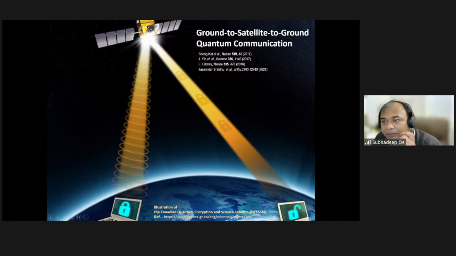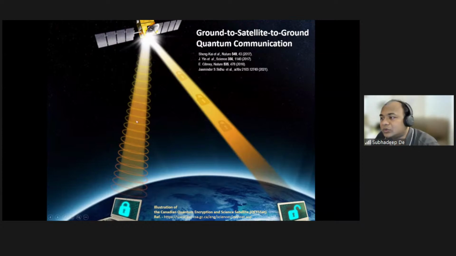Basically, the quantum information is encoded into photons, and these photons are disseminated from one location to another. So let's say this is one location on Earth and this is the other location on Earth. How can you disseminate the photons between two locations which are thousands and thousands of kilometers away?